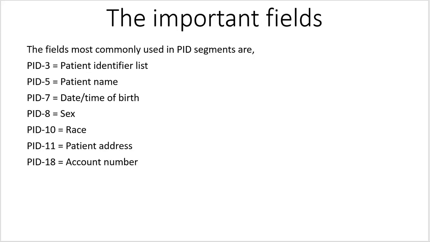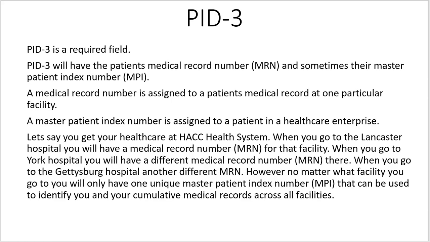So the important fields, the fields most commonly used in the PID segment, are PID3, the patient identifier list, PID5, the patient name, PID7, date/time of birth, PID8, sex, PID10, race, PID11, patient address, PID18, the account number. PID3 is a required field. PID3 will have the patient's medical record number and sometimes their master patient index number.